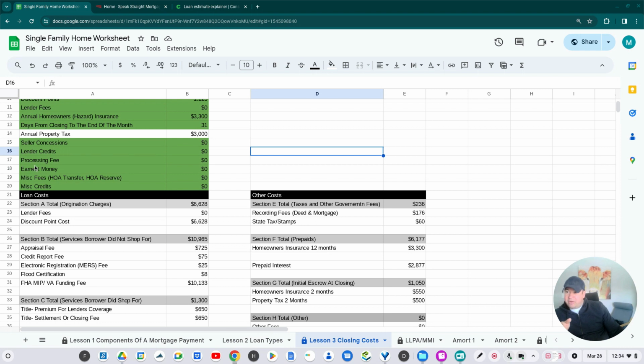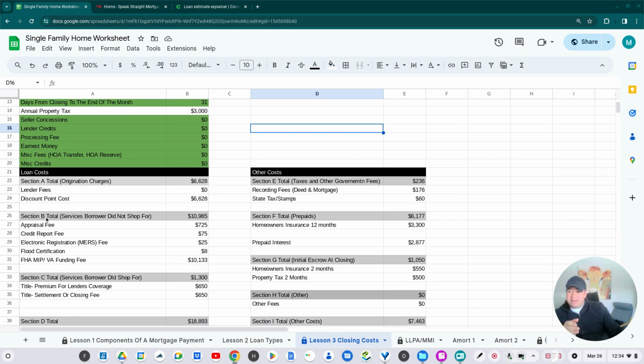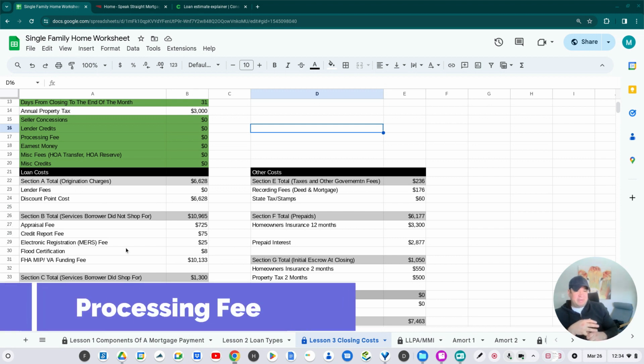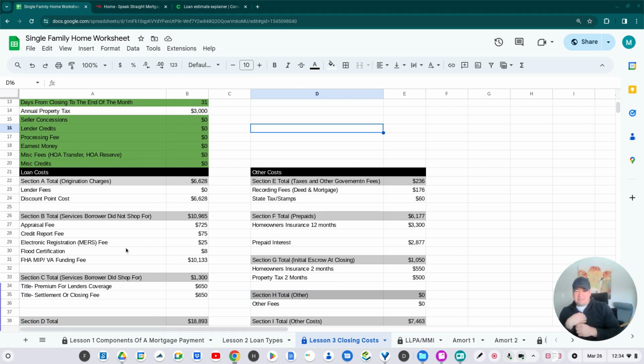Okay, so next is processing fee. Some lenders charge a processing fee in Section B. We don't charge any processing fee at Speak Straight Mortgage, so I'm putting 0. If somebody did, that can range from anywhere from probably $200 to $1,000. Average probably be $700.